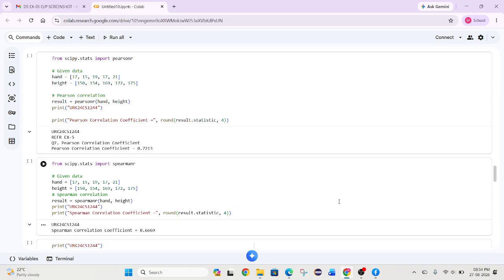For this data, the value is approximately 0.7213. The value is positive, so it is close to +1.